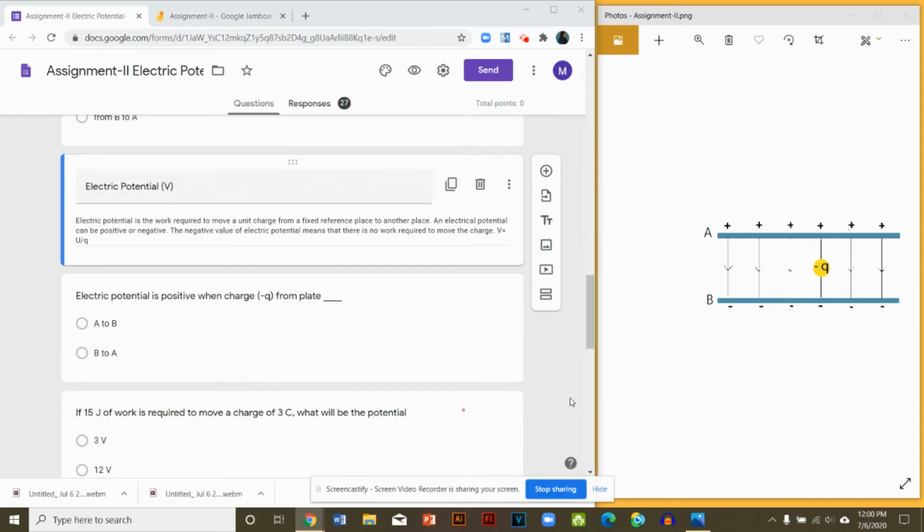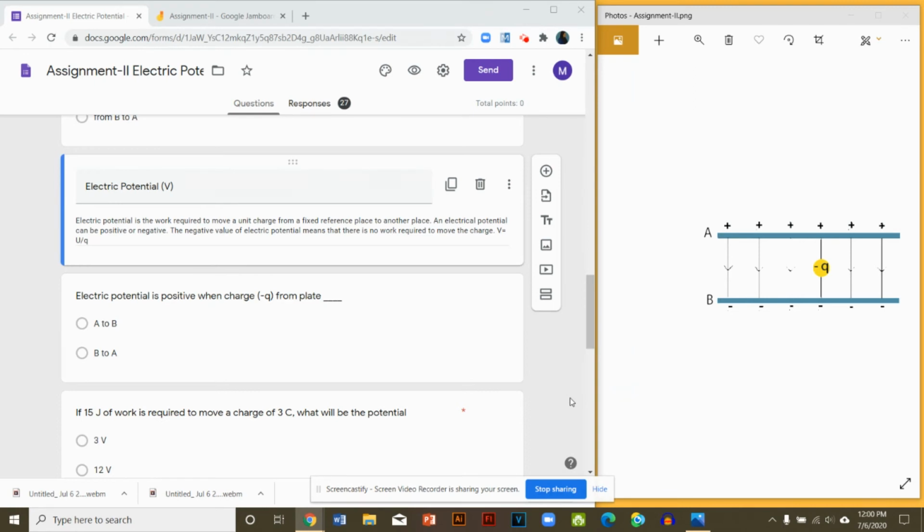Right, so the next section is regarding electric potential, and electric potential is actually the work required to move a unit charge from a fixed reference place to another place. And electric potential can be positive or negative. The negative value of potential means that there is no work required to move the charge, and obviously its formula is V equals U over Q.